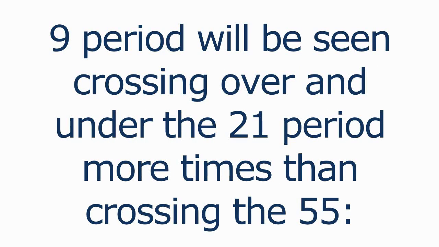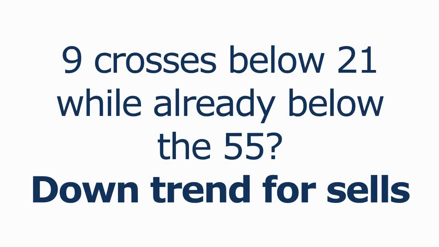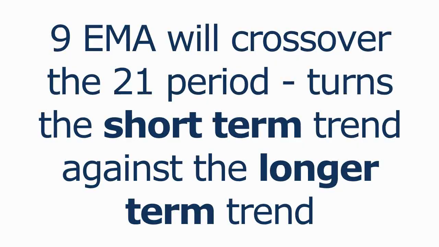The 9 period EMA will be seen crossing over and under the 21 period more times than it crosses the 55. The 9 EMA crossing over the 21 while already above the 55, that's an uptrend, and we're going to be looking for a buy trade. If the 9 crosses below the 21 while already below the 55, that is a downtrend, and we're looking for a sell trade. And there are going to be a lot of times where that 9 EMA is going to cross over the 21 period, which will turn the short-term trend against the longer-term trend.